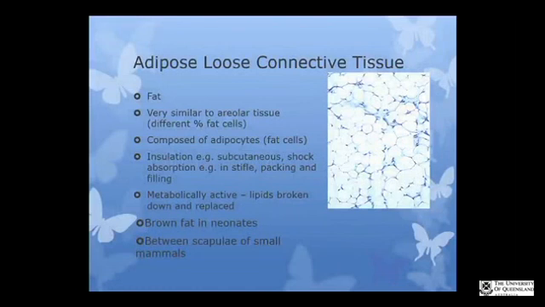Fat tissue, adipose tissue. Very similar to areolar tissue. But it has more cells in it, so it has lots of fat cells depending on how fat you are. Now, one of the bad news bits for anybody who's slightly overweight is once your fat cells are full, your body makes new ones from stem cells.